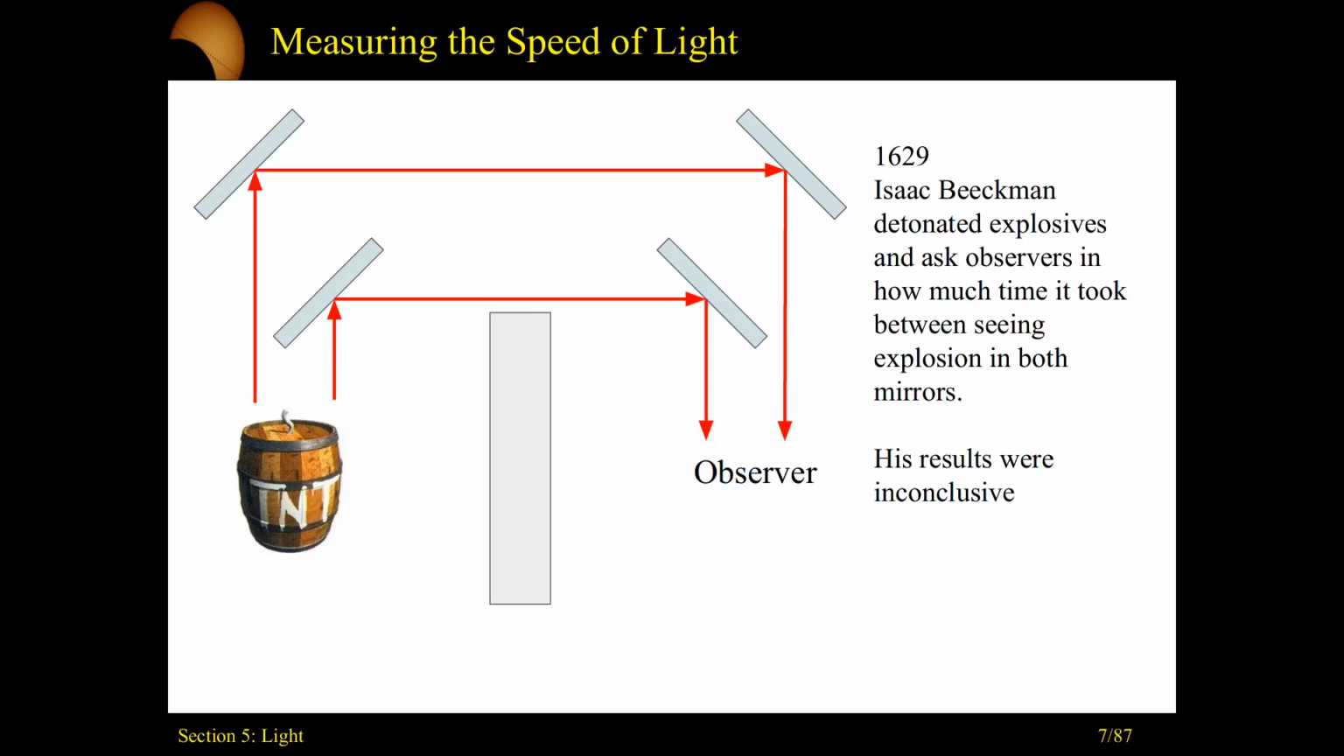So with that, Beekman concluded that all he has to do is get someone to look in this mirror, see the explosion happen, and then tell Beekman how much time elapses before they see the explosion in the second mirror. And in principle, this would work. However, his results weren't conclusive, trying to trust humans in measuring fractions of a second in difference in time. No dice. But you can improve on this. This concept is valid. You just need bigger distances.